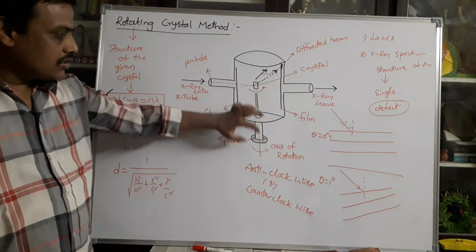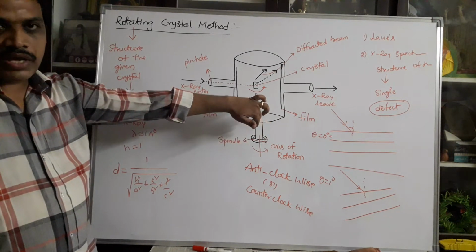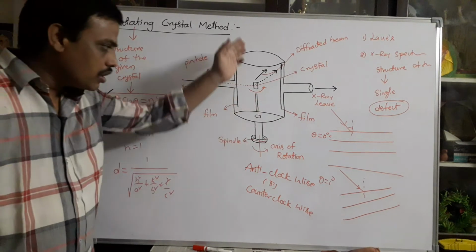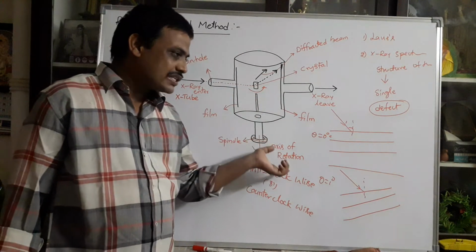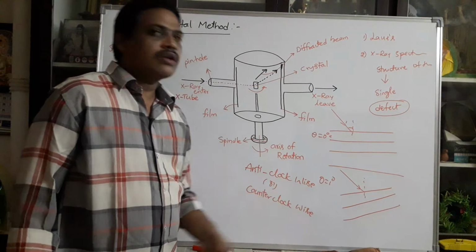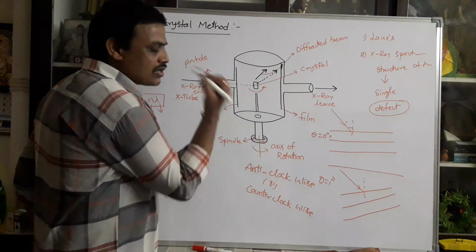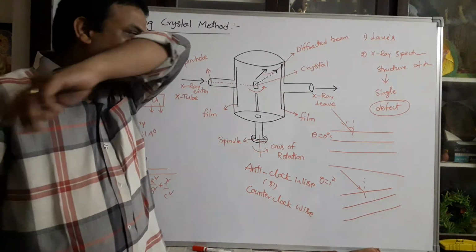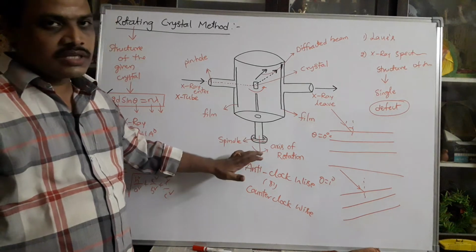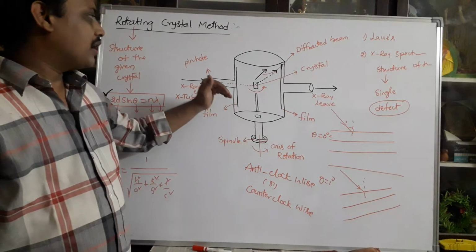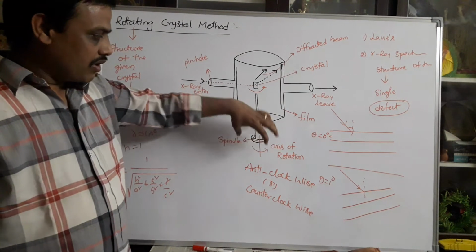Okay, so this spindle is very important. This spindle may be rotated either clockwise or anti-clockwise. According to the diagram, I am showing the rotation of the spindle, or axis of rotation, as anti-clockwise. If you are interested, this rotation can be taken as clockwise also. There is no change in the data. So particularly, the rotation is very important.